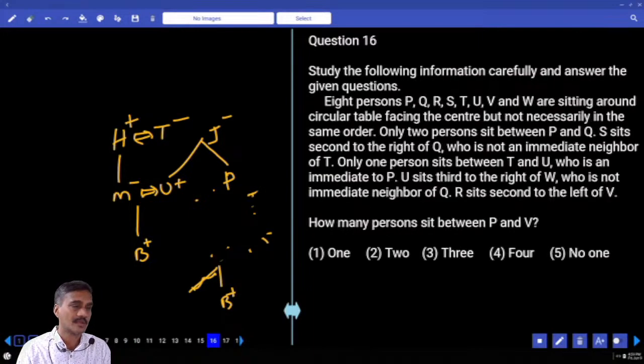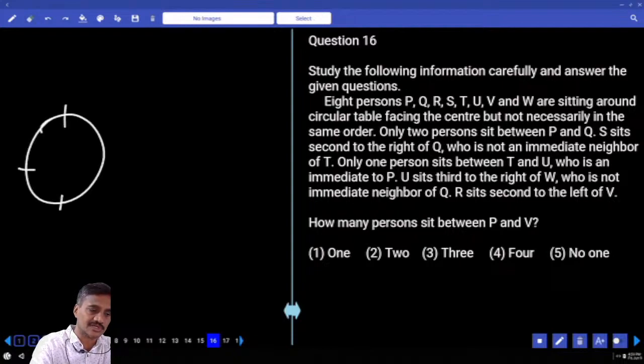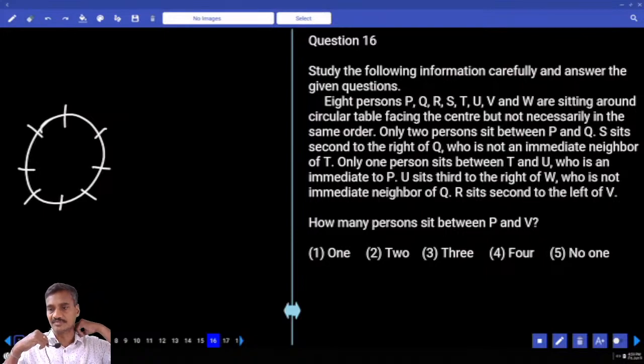Clear? The next one, 16 onward. Now question number 16 to 19. How many persons are there? There are only 8 persons: P, Q, R, S, T, U, V and W. They are seated around a circular table. All the persons are facing towards the center, and only 2 persons are in between P and Q.